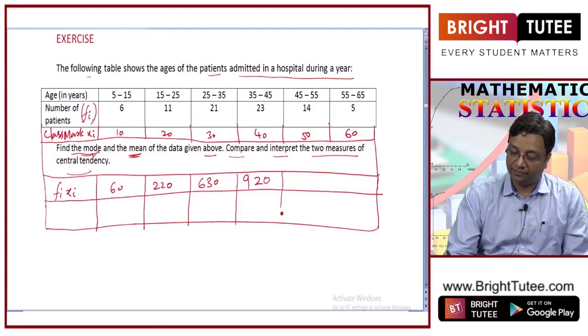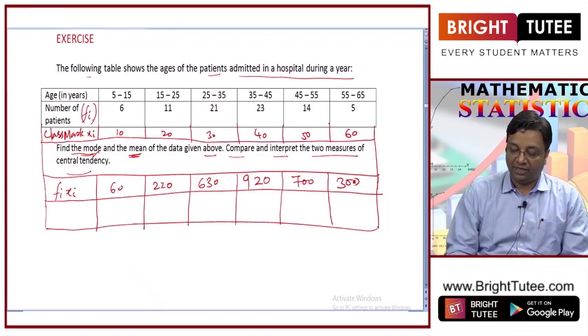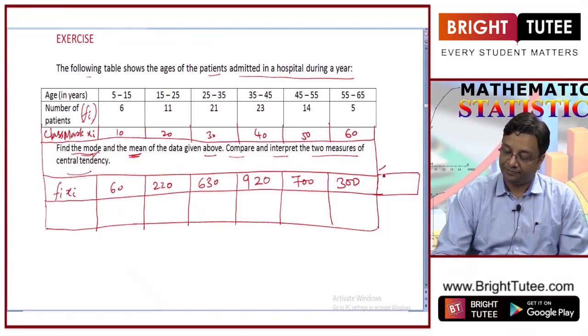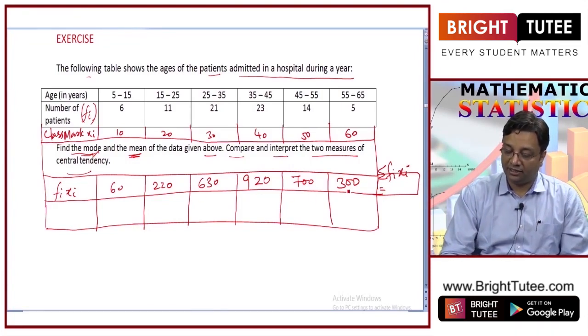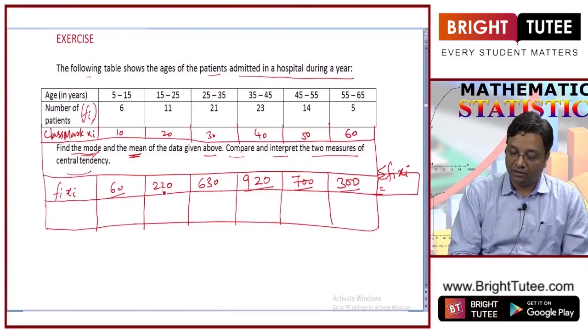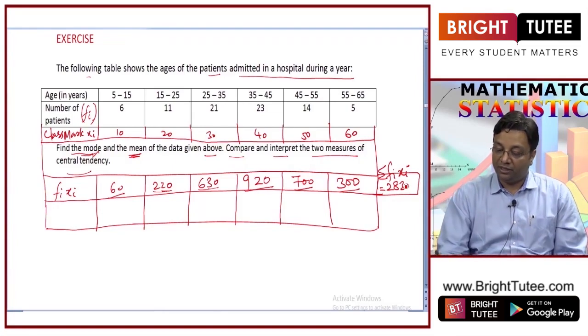920, 50 into 14 is 700, and this is 300. So, this is the fi xi. What is sigma fi xi? Sigma of fi xi is the sum of these entries. So, 300 plus 700 is 1000, 1000 and 920 is 1920, 1980. So, this is 2200, 2830. So, 2830 is the value of sigma fi xi.